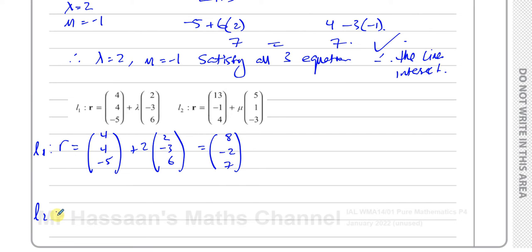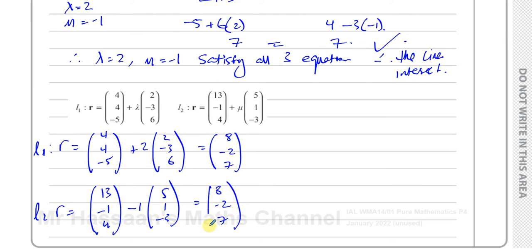If we use line 2, then we're basically going to put mu as minus 1 into this. So we have 13 and minus 1 and 4. Minus 1 times 5, 1 and negative 3. That gives us 13 minus 5, which is 8. Minus 1, which is minus 2. 4 and minus 1 times minus 3 is plus 3. 4 plus 3, which is 7.